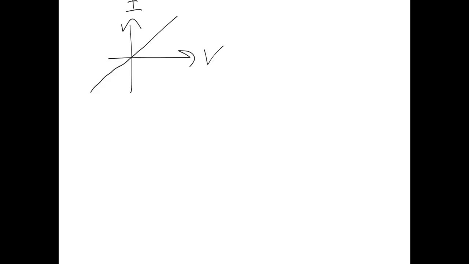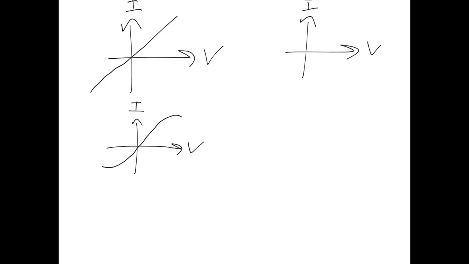However, some components don't obey Ohm's law, and the key examples here, and I really would only learn this much, is the filament bulb, which has a very characteristic S-shaped curve, and the diode, which looks like this. Just be able to recognize these things.